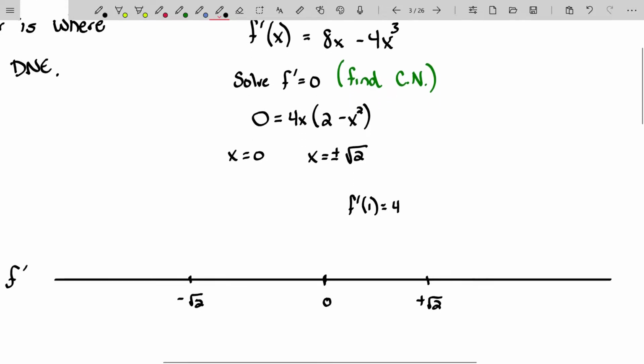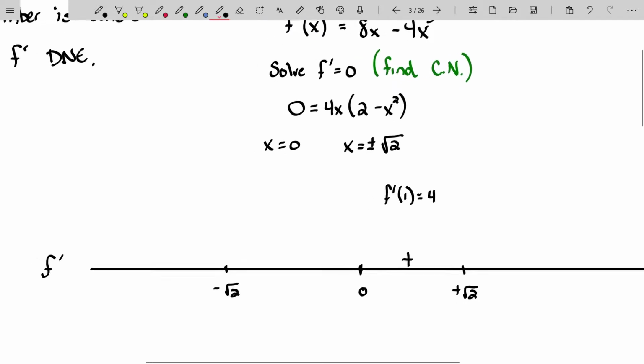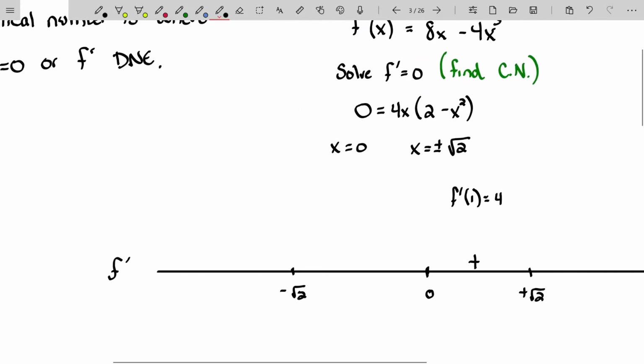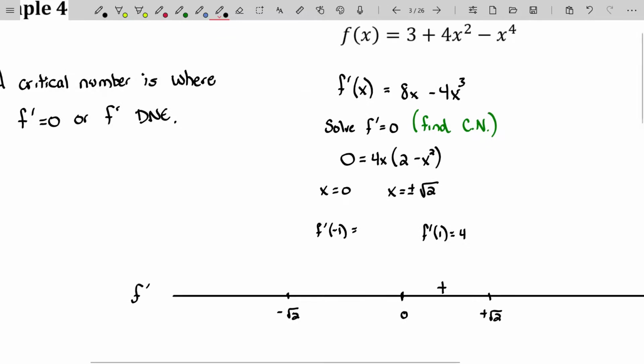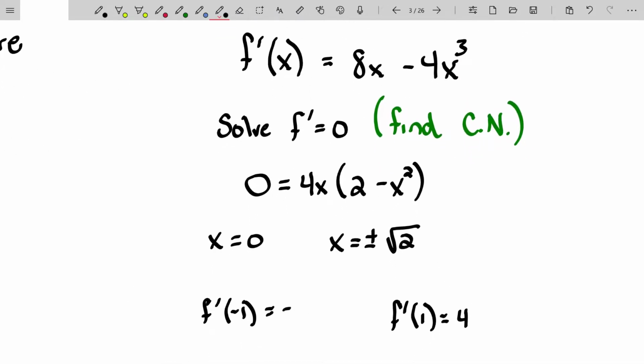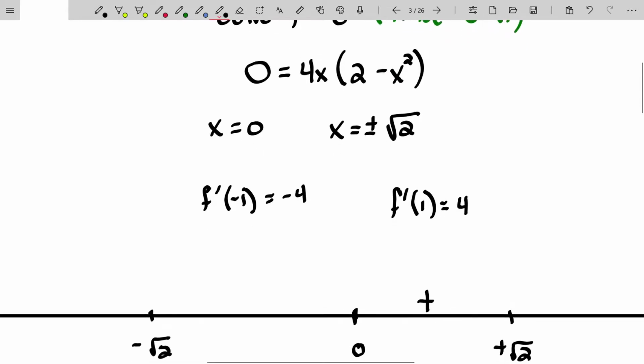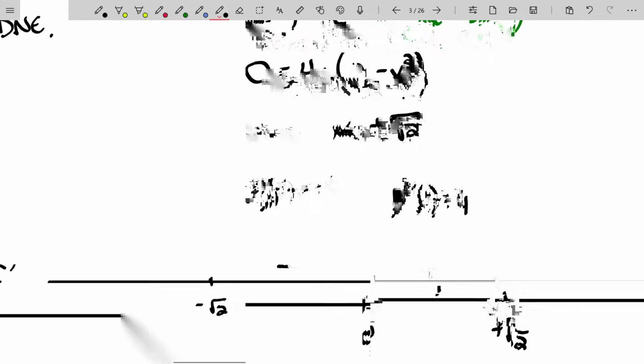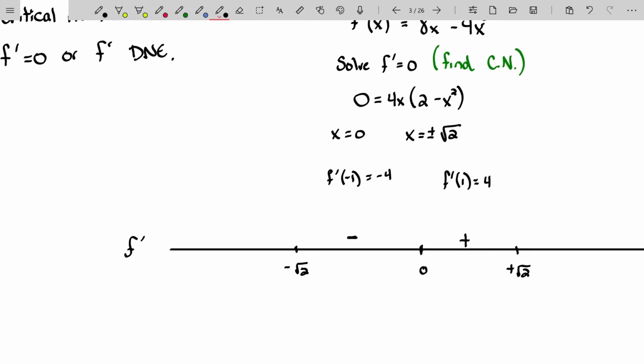So I'll write positive. Now I will choose a number between 0 and negative root 2. Good number to choose there is negative 1. F prime at negative 1 would be a negative 8, and then plus 4, which is a negative 4, and that is negative. Notice what I'm doing here. I'm just showcasing where my derivative is positive or negative.